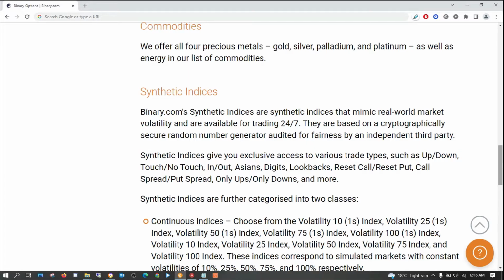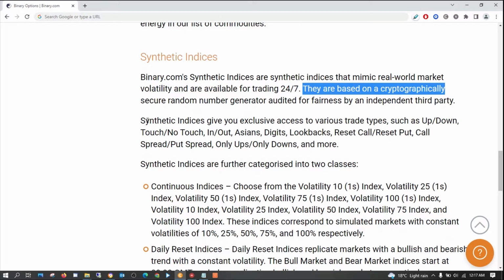Okay, anytime you wake up, anytime you can do it, in the morning, in the afternoon, in the evening, at night, or you can do it even all of daytime or even nighttime, because it's 24/7. You can trade anytime you want. That's what makes these synthetic indices the best, and they are based on a cryptographically secure random number generator, audited for fairness by an independent third party. So I'll also show you how the numbers work for synthetic indices.